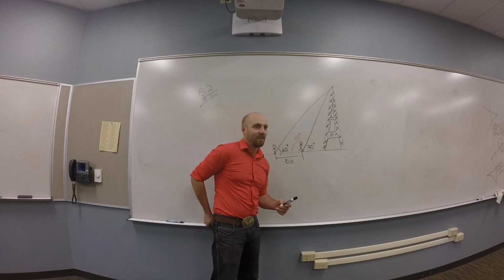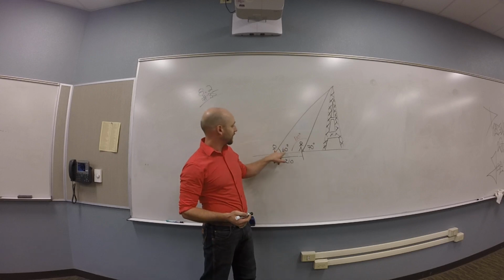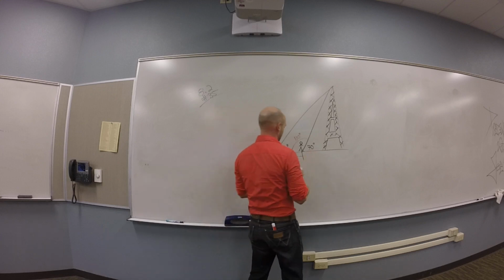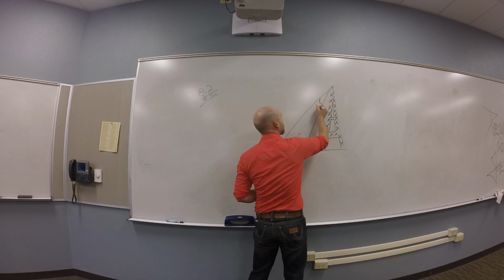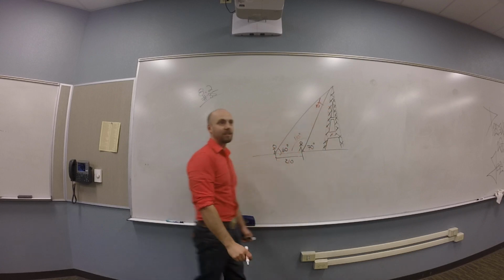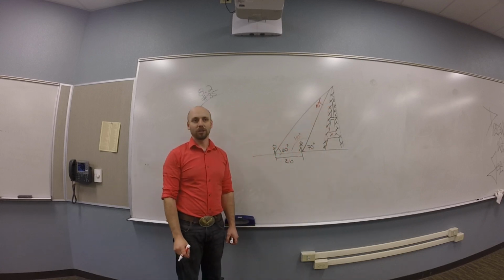Okay, so now you know that 60 plus 110 is 170, and 180 minus 170 is 10, so that means this angle up here is 10 degrees. Or just logic, whatever.